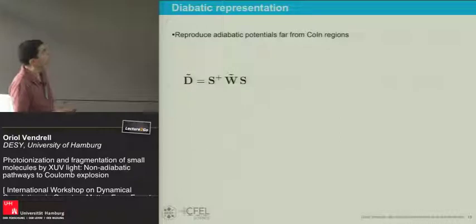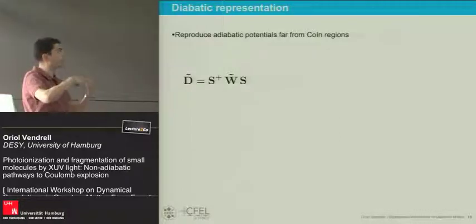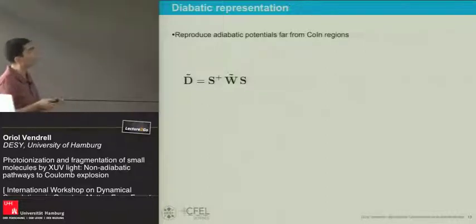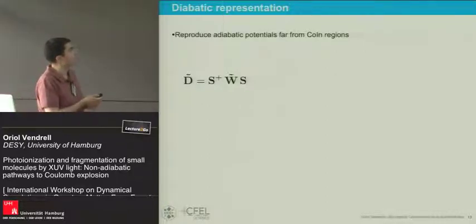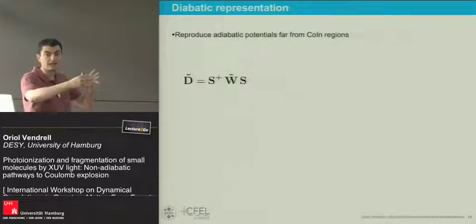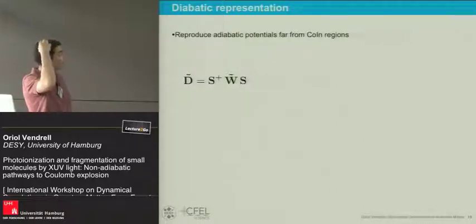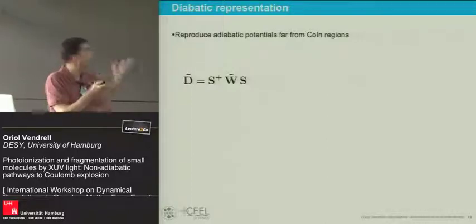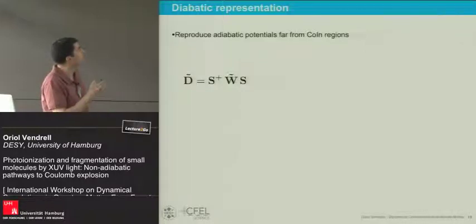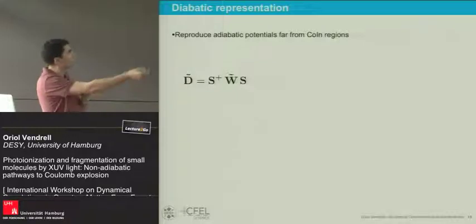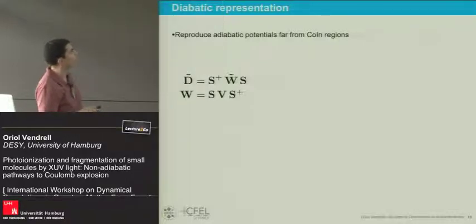All right. Then we need to take these potentials and bring them to the diabatic representation. I'm just going to skip through this quickly, but the main idea is that we use a diabatic representation that is forced to reproduce the adiabatic potentials in all regions of the potential energy surface. And this is because we have very large amplitude motions. This means that far from the conical intersections, we also need to reproduce the potential energy surfaces well.